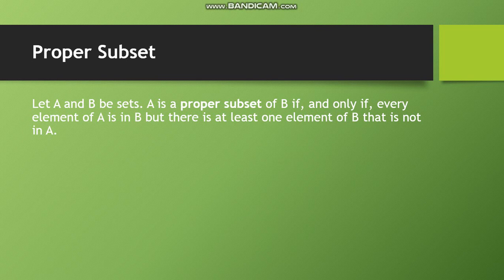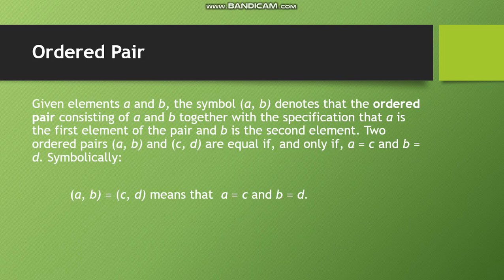Now, we also have a proper subset. Let A and B be sets. A is a proper subset of B if and only if all elements of A are in B, but there is at least one element of B that is not in A.